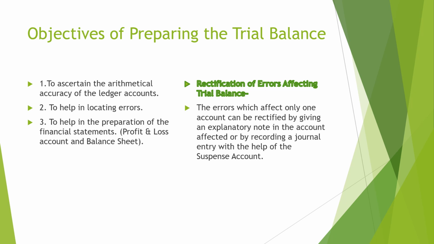Now the next part is, if some error occurs in the accounts, how can we rectify it? Rectification of errors affecting the trial balance: an error which affects only one account can be rectified by giving an explanatory note in the account affected, or by recording a journal entry with the help of a suspense account. A suspense account is prepared to match the trial balance. It is the difference between debit and credit, and it comprises many errors.